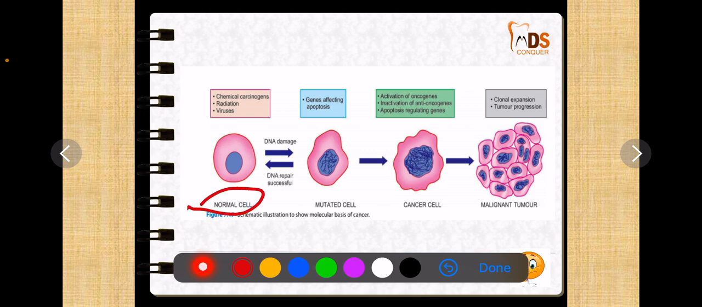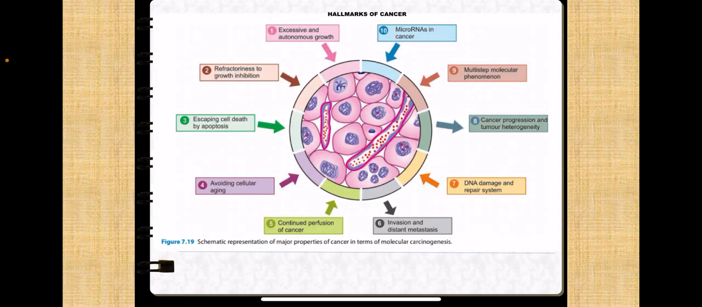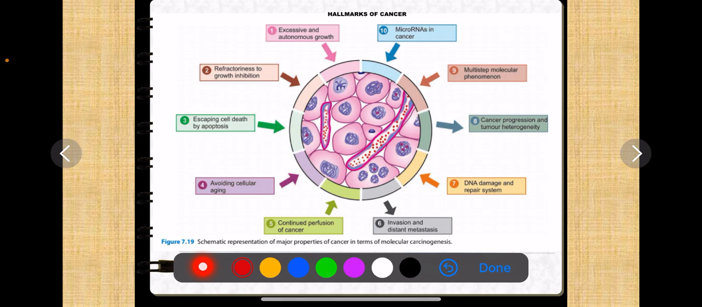So this is a normal cell, and here the mutated cell, and here that's activation of the oncogenes and inactivation of the anti-oncogenes and apoptosis regulating genes. So finally the clonal expansion and the tumor progression. Okay, so this is just for an idea. And an important area is the hallmarks of cancer. So the 10 steps are quite important.